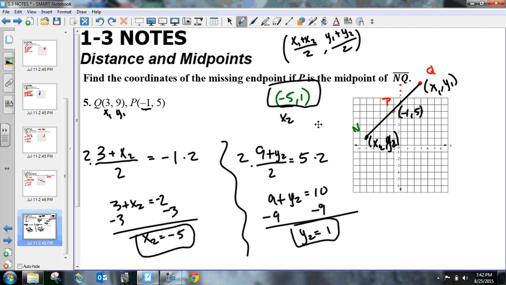That's all I got for 1-3 notes. Sorry, I'm kind of scatterbrained. I'm also looking at the clock because I've got some quinoa on the stove, and it is ready at 7:43, and you can check out what's going on there.